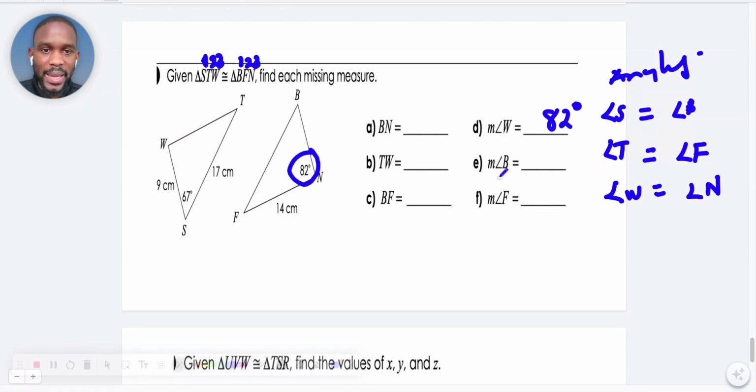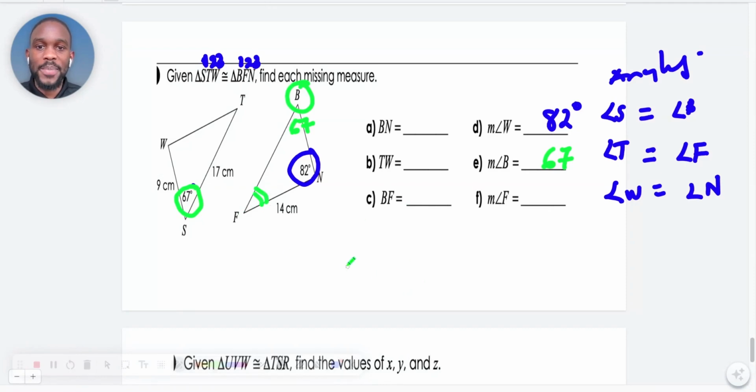What about B? What is the measure of angle B? Angle B has to be equal to angle S. Do we have S? Yes, we do have S. So I have my S right there, and this has to be B, meaning B is 67. So I have a 67 there, and I have an 82. What is the missing angle to make 180? If you remember triangle properties, the sum of angles in a triangle has to give you 180.